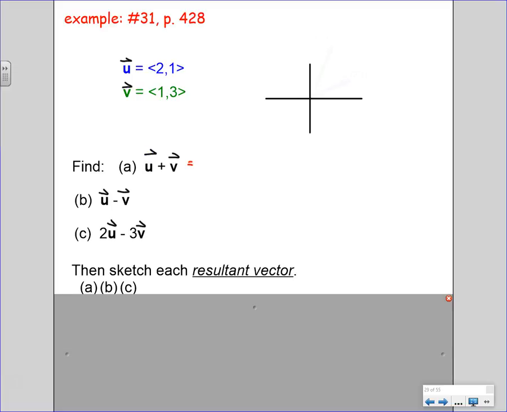The resultant vector, the net change when you add u plus v, you end up with 3, 4. As easy as that. How about u minus v? Yeah! 1, negative 2. How about when you do 2u minus 3v? Negative 7. Yeah. Now the graphs get a little trickier.